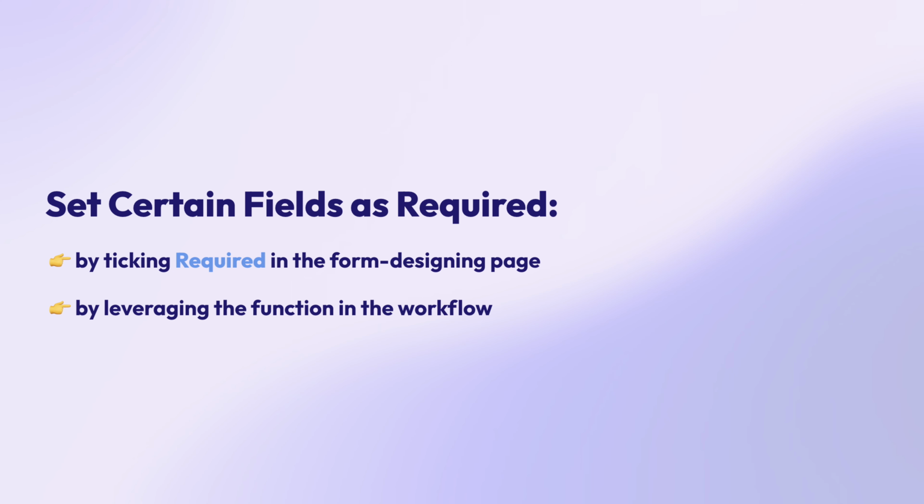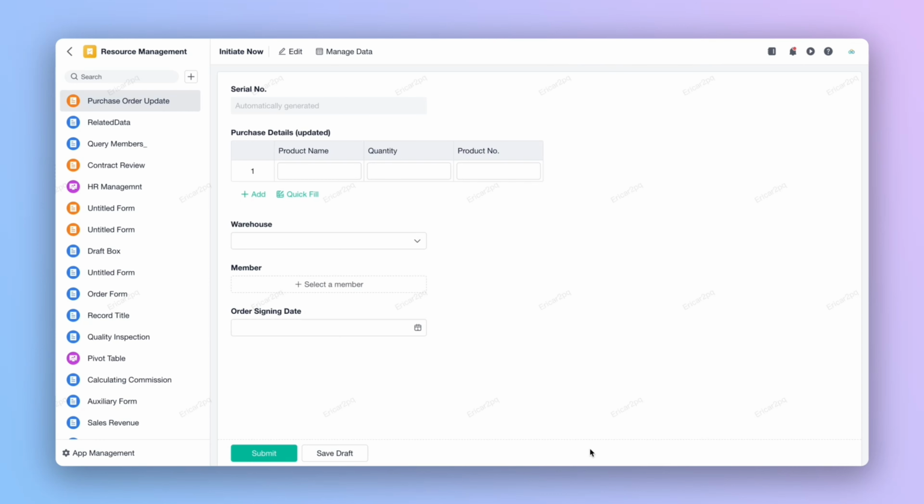In Jodoo, there are two methods for you to set certain fields as required: by ticking required in the form designing page and by leveraging the function in the workflow. Let's take a look at each of them. To begin with, a workflow form is a prerequisite. Here we take the purchase order update as an example. Option 1. Suppose that we want to set the warehouse field as required.